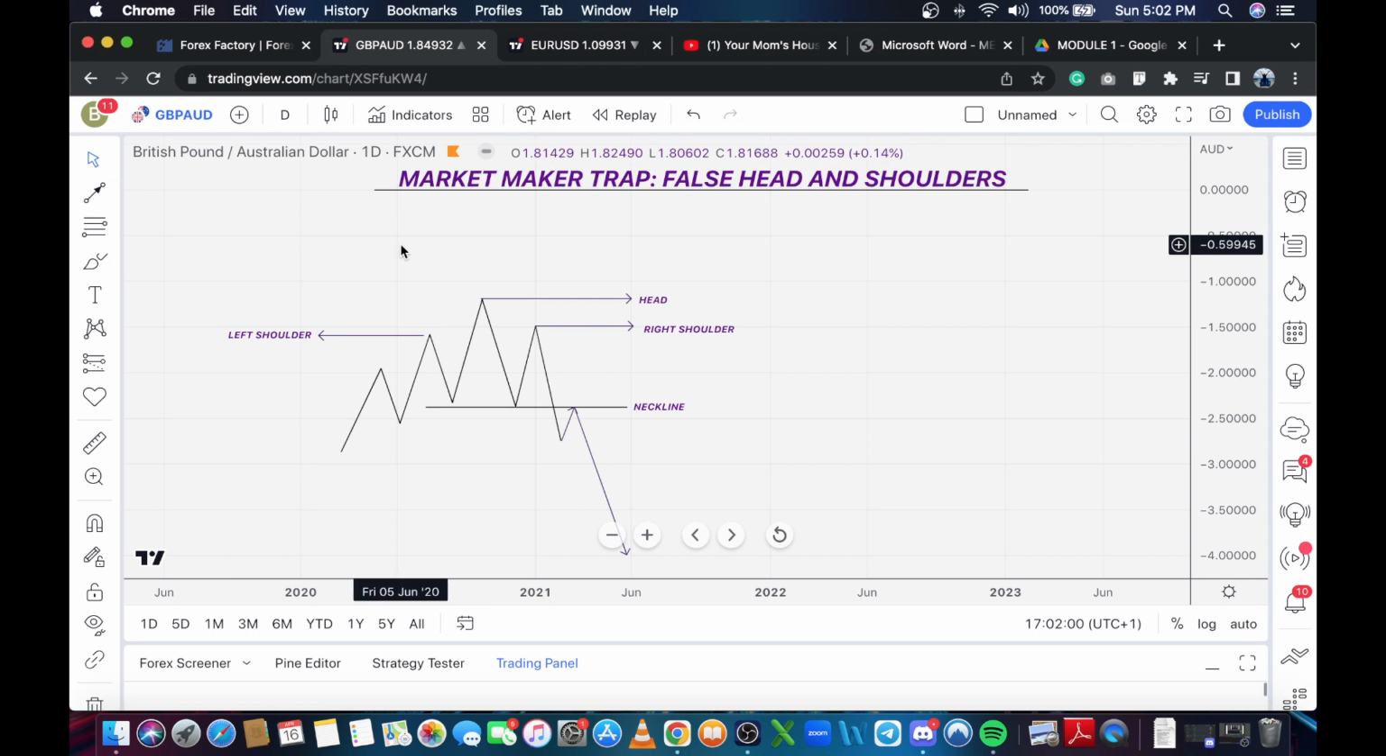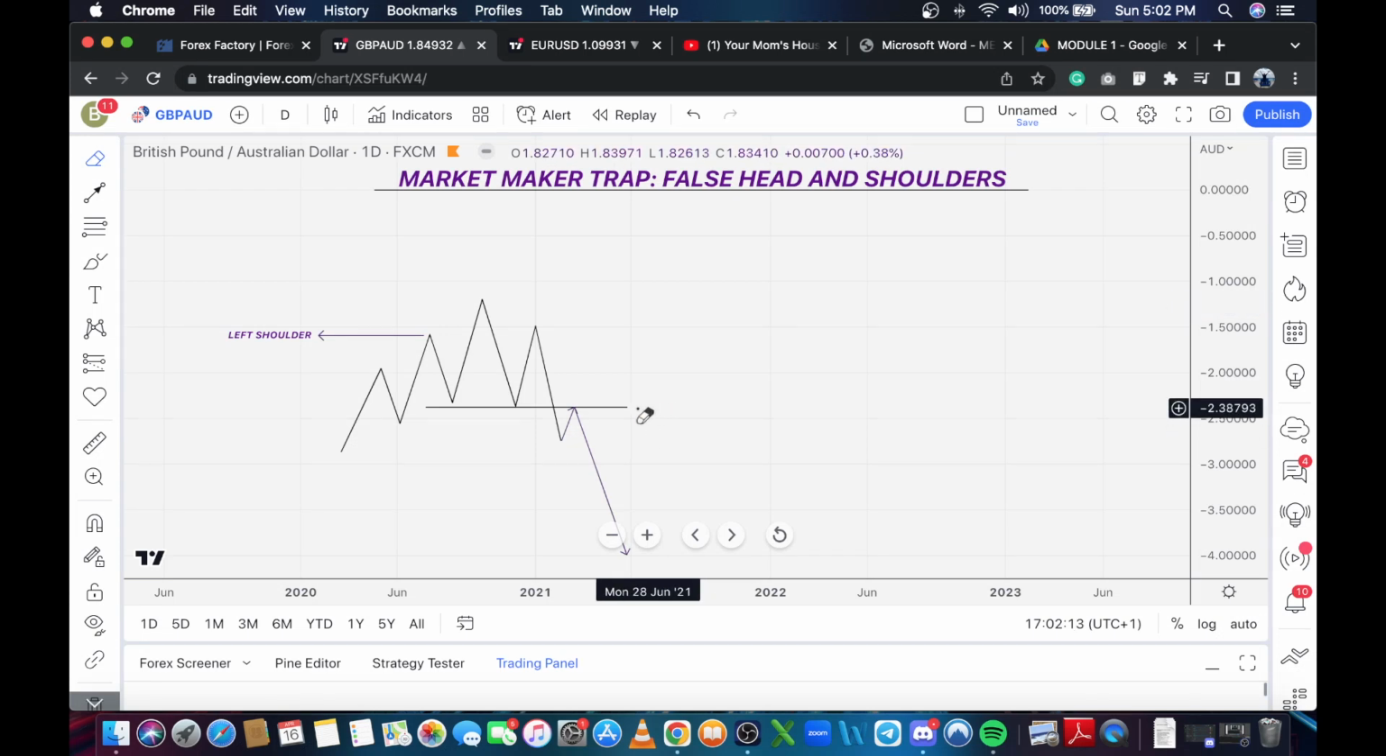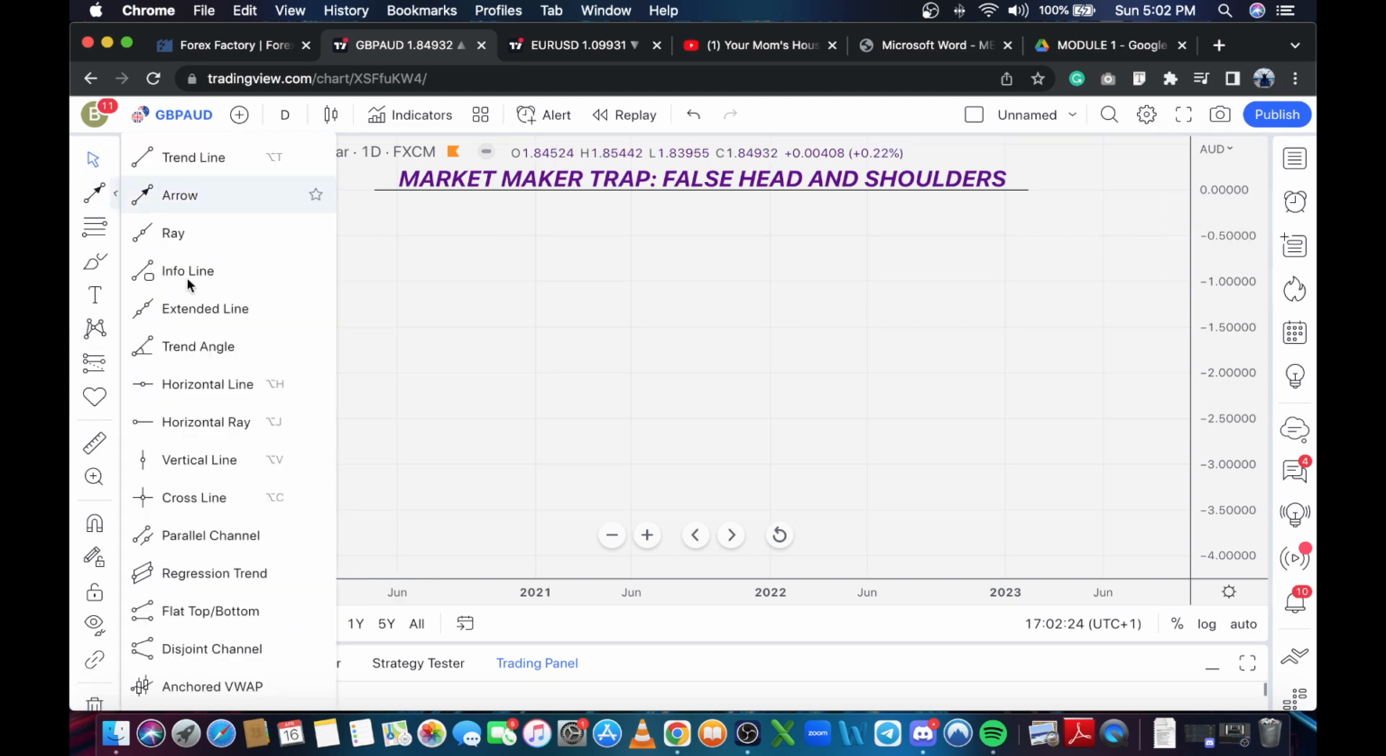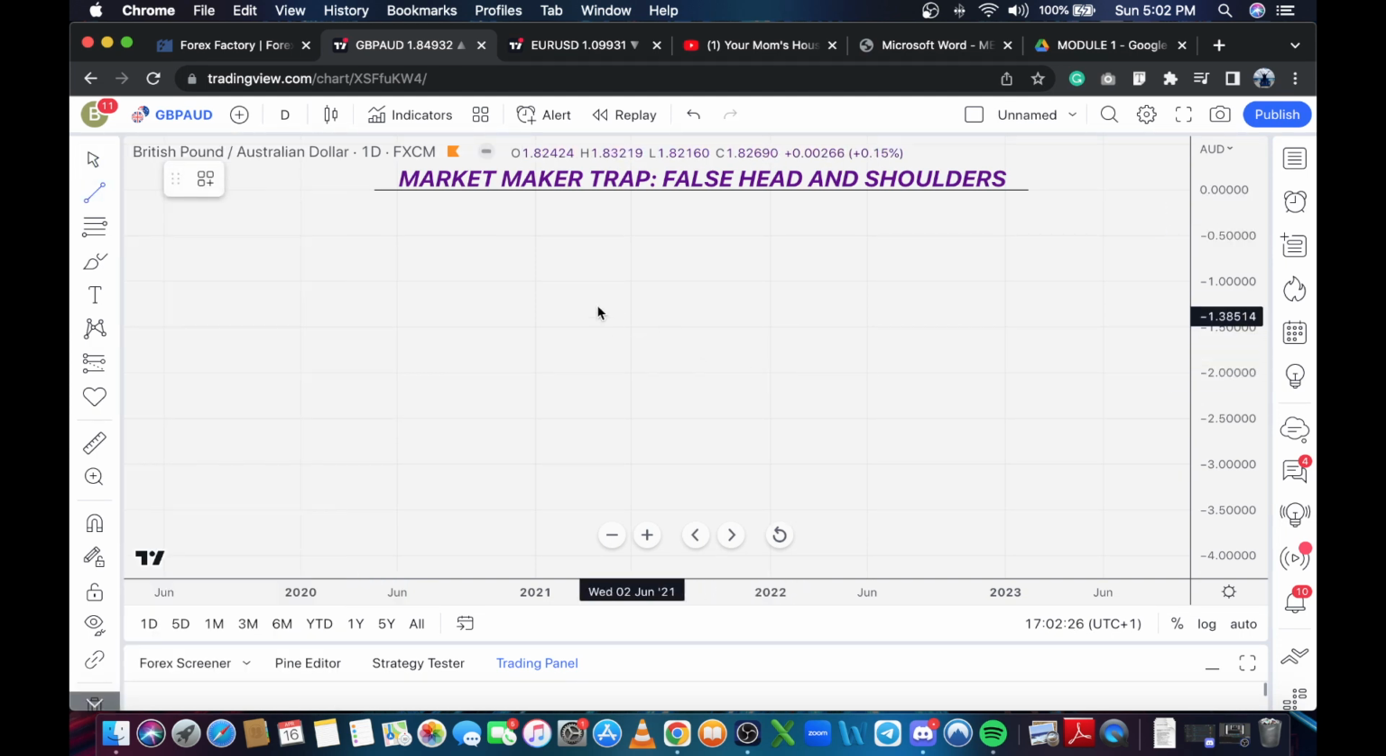And then we also have an inverted head and shoulders, and that's the opposite for a changing trend from a bearish trend to a bullish trend from retail perspective. So we're going to clear up all of this, and we're going to define inverted head and shoulders, because that's also important to our market maker trap lesson today. Okay, so like the classic head and shoulders, price is on a downtrend.